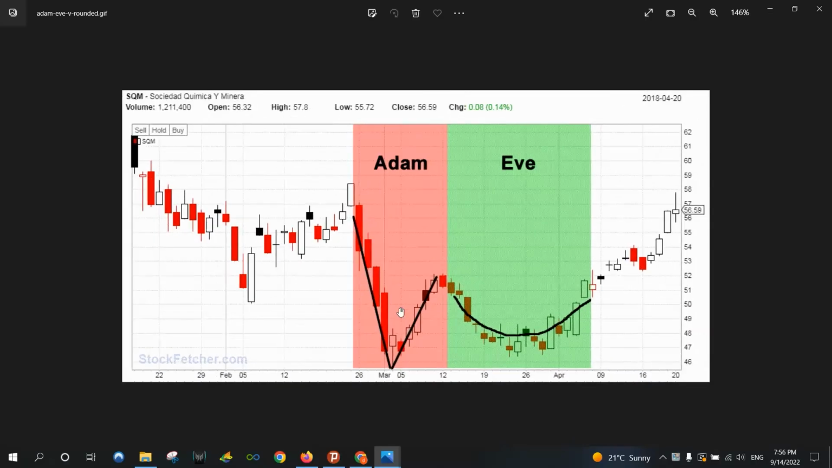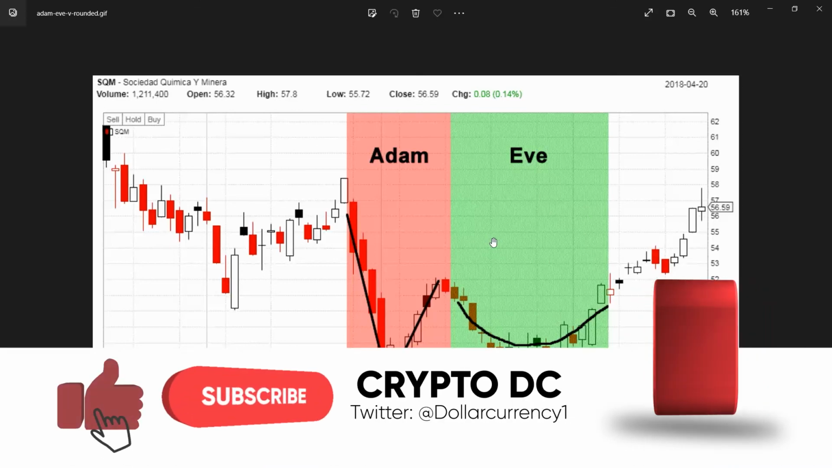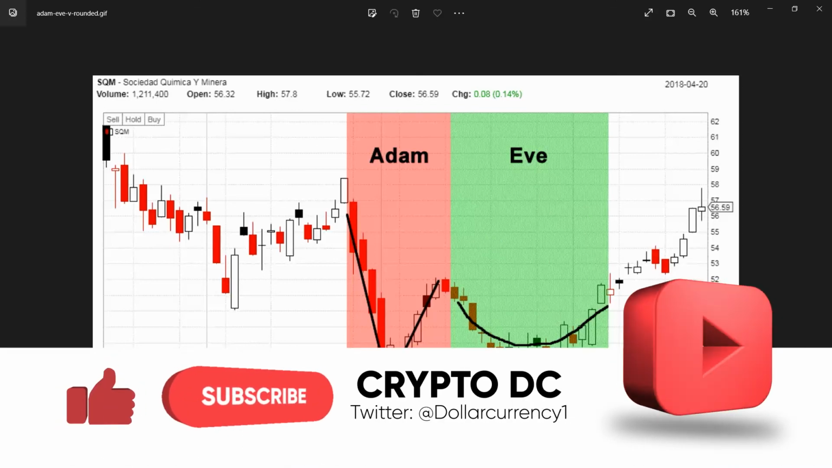The final pattern is Adam and Eve. This is an Adam and this is an Eve, and we expect a continuation to the upside after this reversal pattern. So Adam and Eve is another pattern. It's happening very rarely in the market, but you have to know that as a technical analyst.